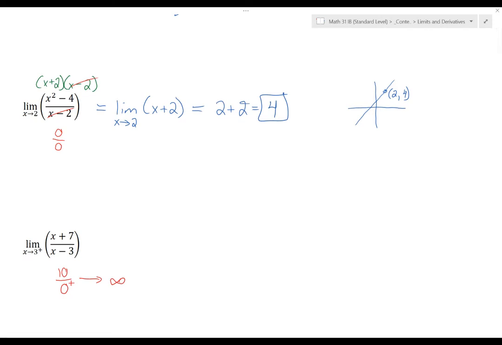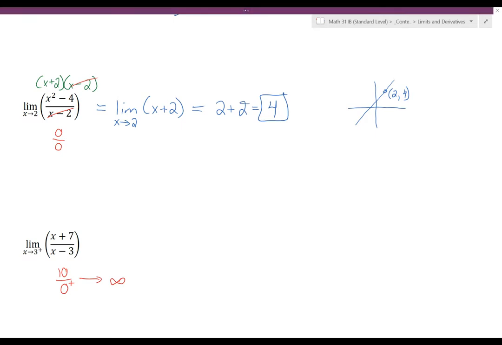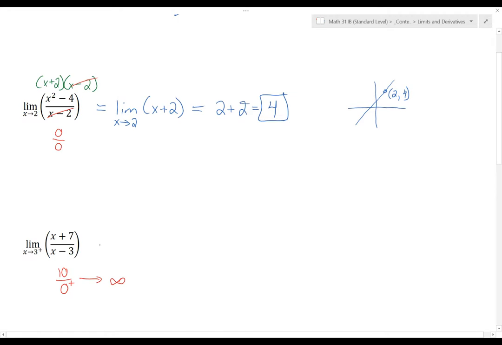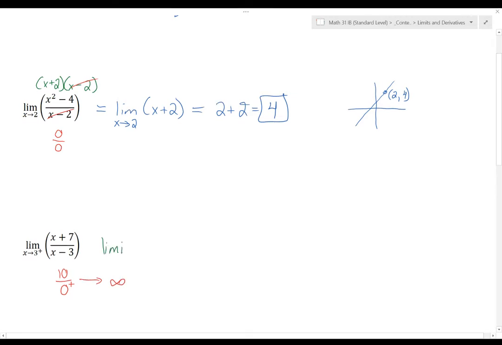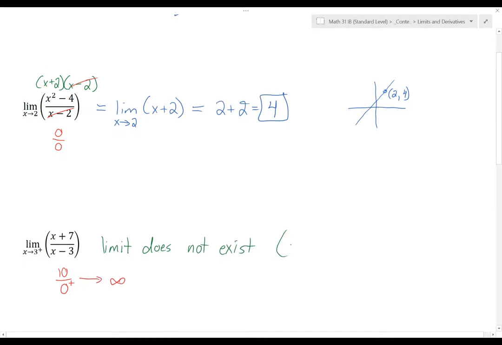Infinity, by definition, is not a limit. Infinity is limitless. So it is entirely appropriate here to say that the limit does not exist, which is a correct answer. It's, I believe, what most of the textbooks say. So the notation for that is "does not exist."